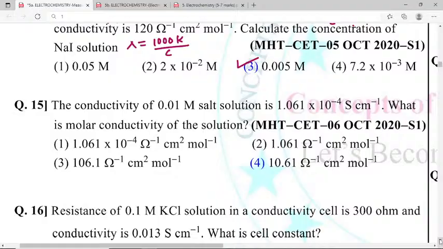The conductivity of, okay, concentration. So this is concentration. Conductivity, so this is K value here. What is the molar conductivity? Lambda we have to calculate it. So again, what is the formula? Molar conductivity is equal to 1000 K divided by C. Put the value, we'll get the answer. 10.61. 10.61 per ohm centimeter square per mole.